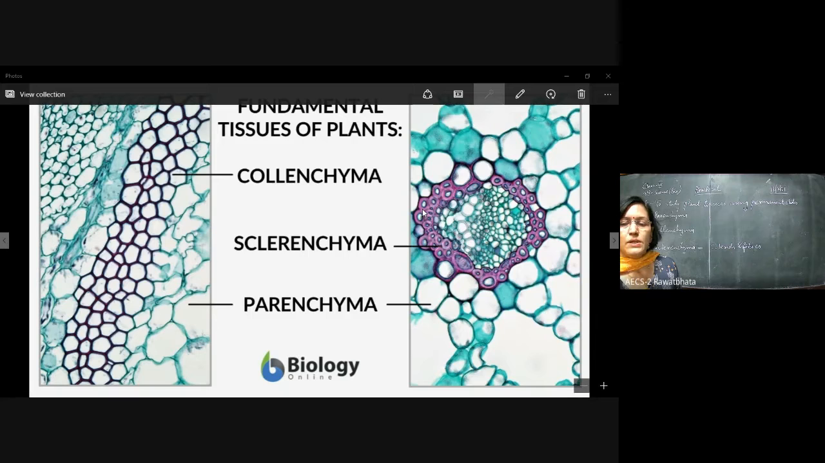So this is how highly magnified slides will appear. To some extent, we can magnify in school also using this compound microscope. But this is how the cells will appear to us in case of sclerenchyma, collenchyma, and parenchyma.